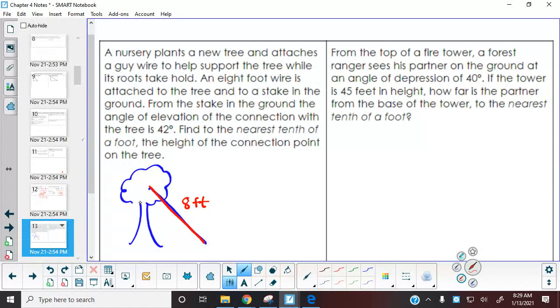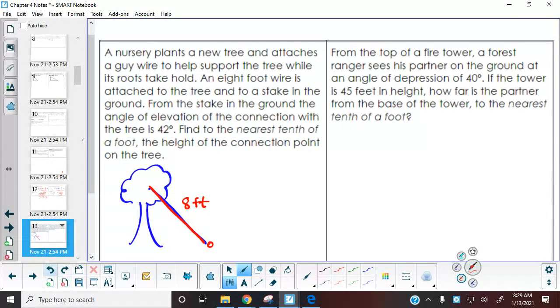And to a stake in the ground. From the stake in the ground to the angle of elevation of the connection with the tree is 42 degrees. So think about if you are standing down here, okay? I know that you're not going to be up against the ground itself, but if you're standing down here and you're kind of spacing off and you look up, that is your angle of elevation. So this is the angle that we're looking at, that's the angle of elevation.